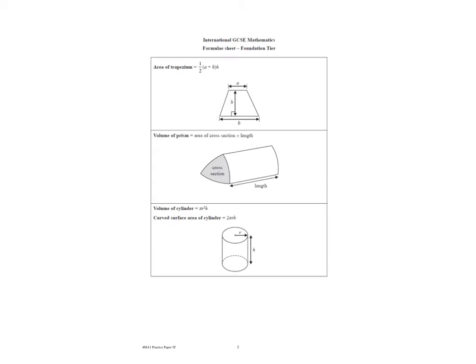Here you have a formula page. We have the area of a trapezium, the volume of a prism, and the volume of a cylinder, as well as the curved surface area of the cylinder. We may need those during the past paper.